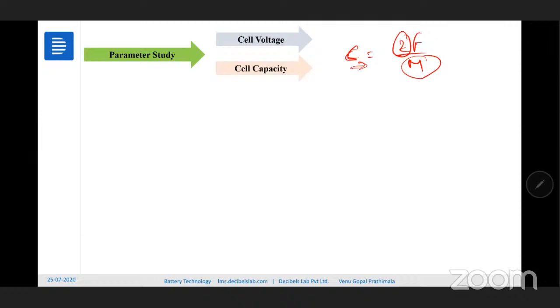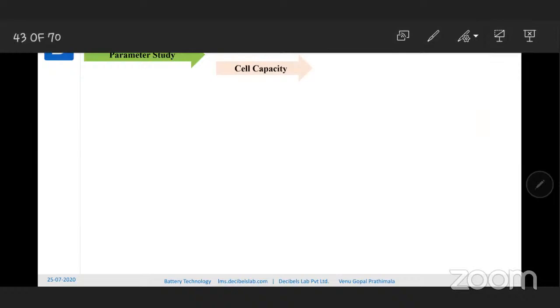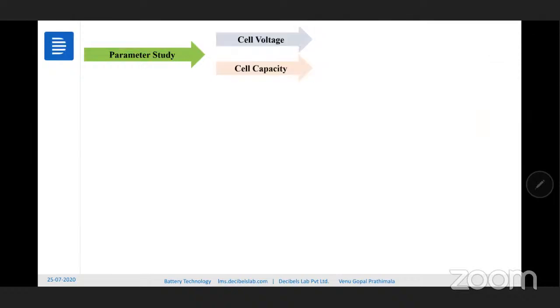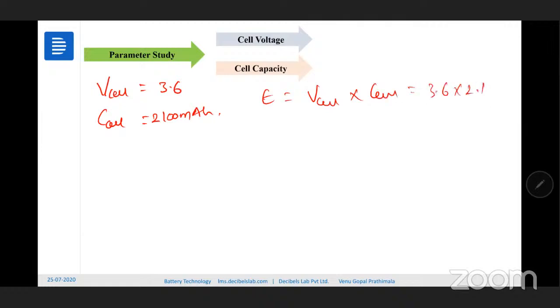Okay. So in order to understand this very clearly, we'll do a small calculation. Let's say our cell voltage is 3.6 volts. So I'm representing cell voltage as V cell is 3.6. And the cell capacity, C cell, is 2100 mAh. So for this, we are going to calculate the energy. Energy equals V cell into C cell, which is 3.6 into 2.1 amp hour or 2100 mAh. So it will become 7.56 watt hour, right?